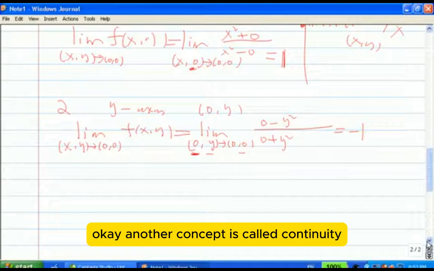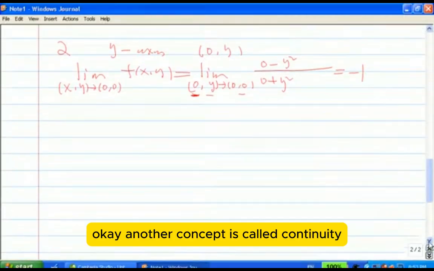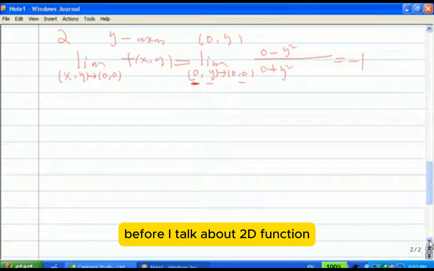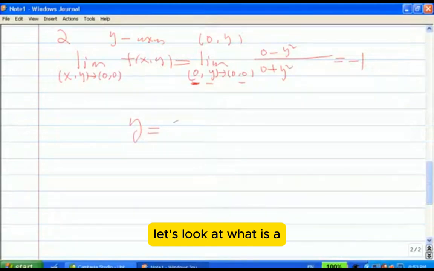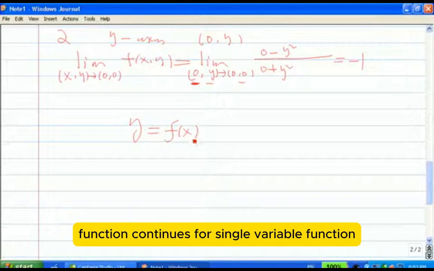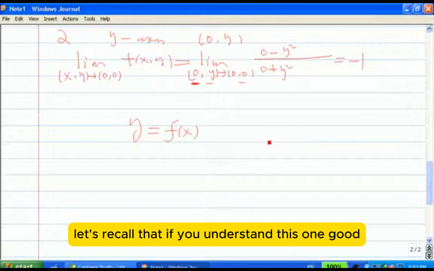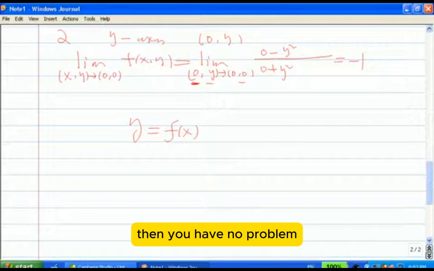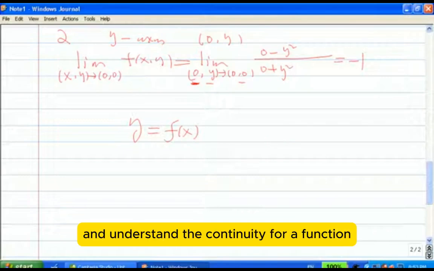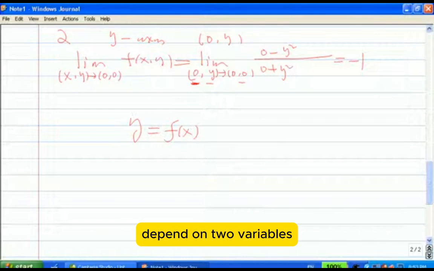Another concept is called continuity. Before I talk about continuity for a function depending on 2 variables, let's look at what we mean by a continuous function for a single variable function. Let's recall that. If you understand this one well, then you have no problem understanding continuity for a function depending on 2 variables.